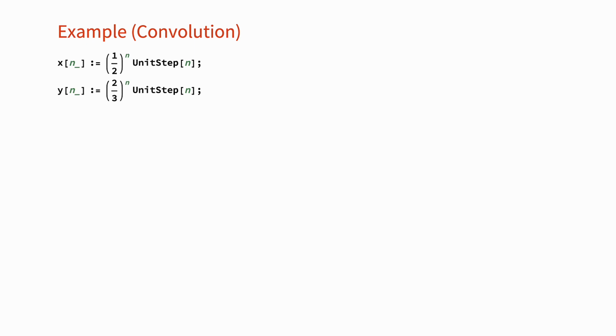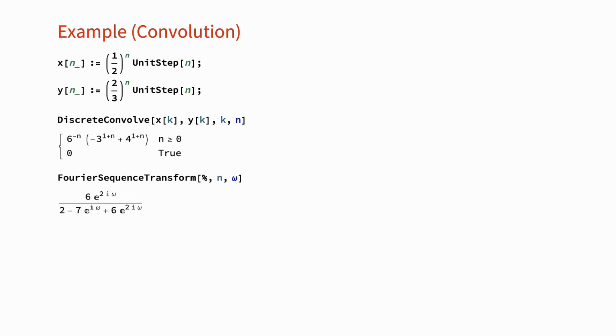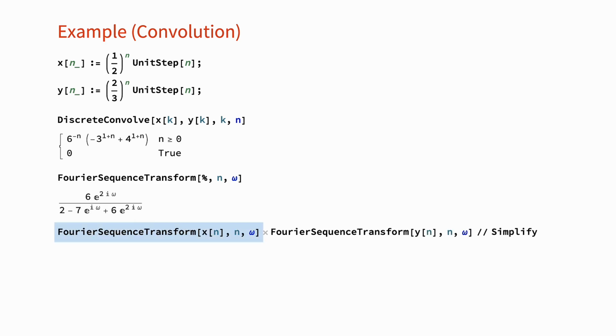As an example, let's verify the discrete-time Fourier transform convolution theorem given the two sequences x of n and y of n as shown here. First, we can find the convolution of x of n and y of n using the Wolfram Language. Once we have that value, we can take the discrete-time Fourier transform of the convolution sequence. And now to verify the theorem, we can compare the result with the result of multiplying the Fourier transform of x of n and the Fourier transform of y of n. The result verifies the convolution theorem.